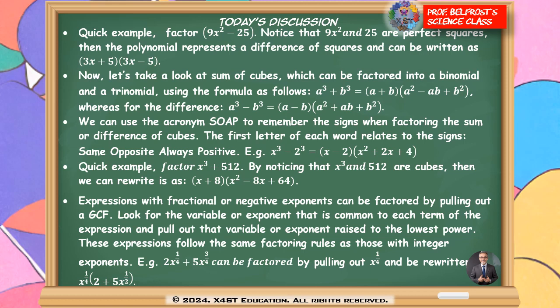An expression with fractional or negative exponents can also be factored by pulling out the GCF. For example, 2x to the quarter and 5x to the 3/4 can be factored by pulling out x to the quarter, and rewritten as x to the quarter times 2 plus 5x to the half.